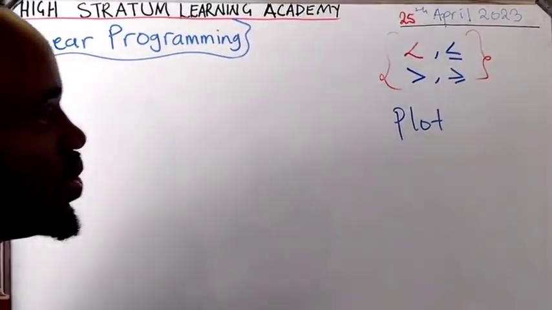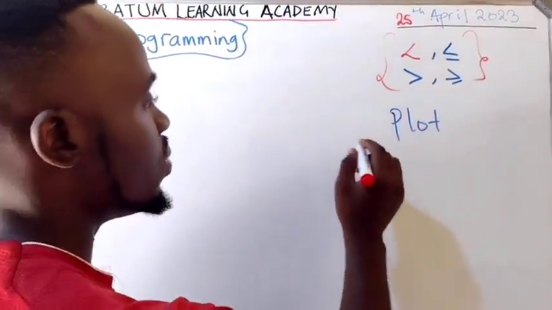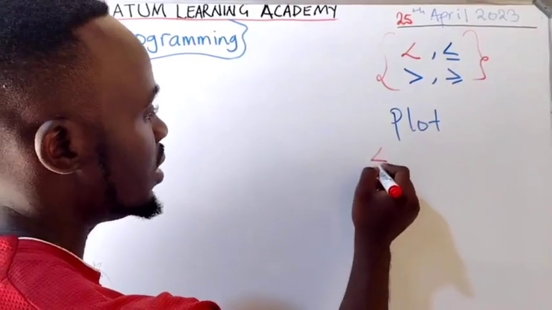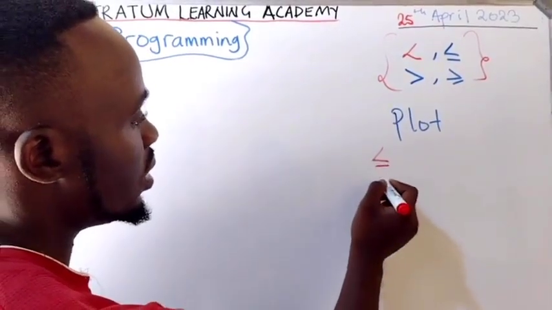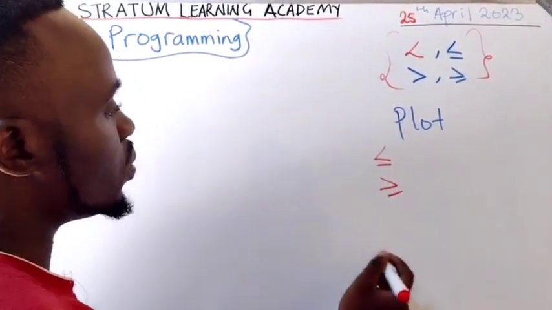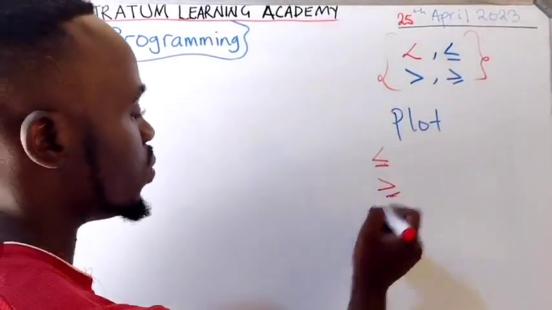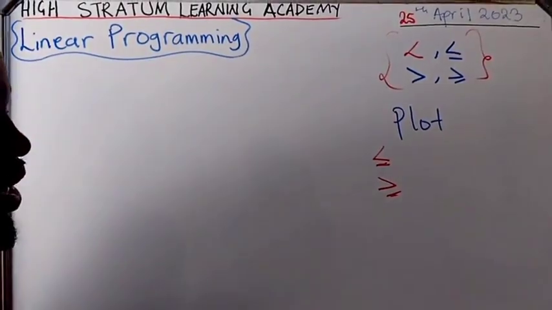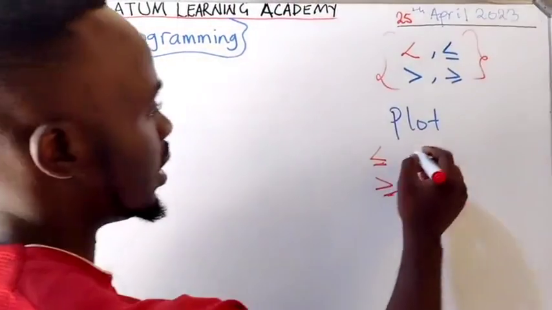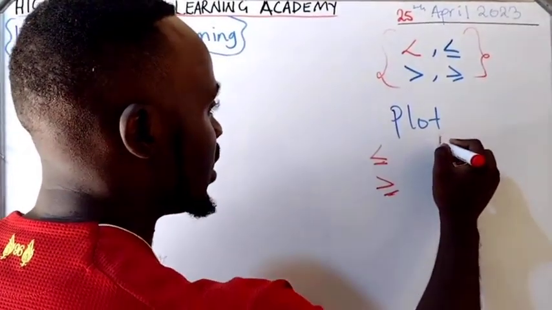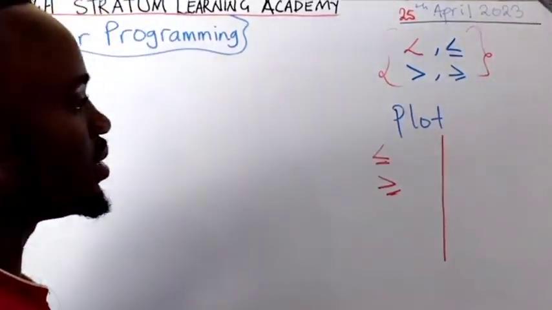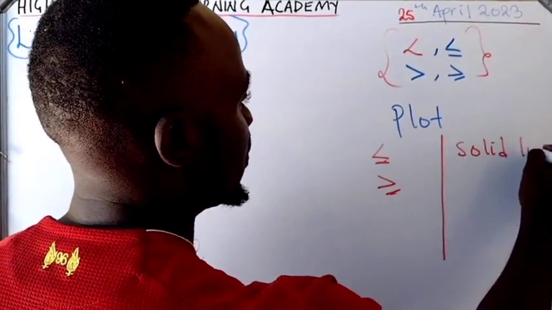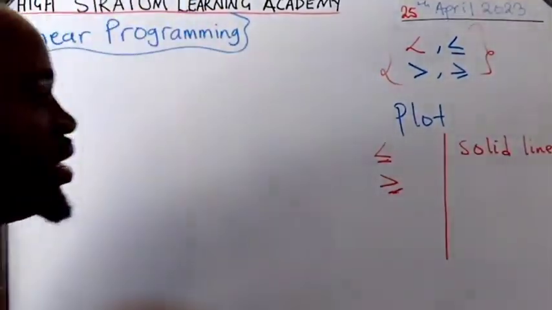Okay, so it's very important that you understand when we talk of the inequality symbols such as less than or equal to, also greater or equal to, these that are having equal to, these two inequalities, the type of the line that you draw, you call it a solid line. When you draw something like this, this is called a solid line.